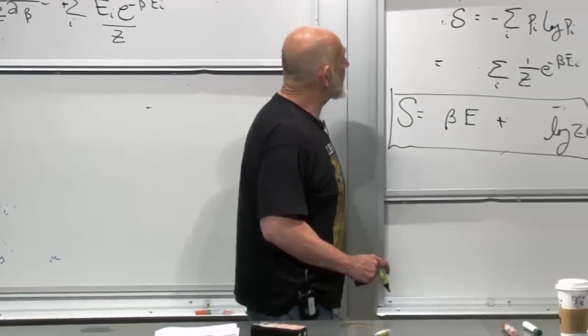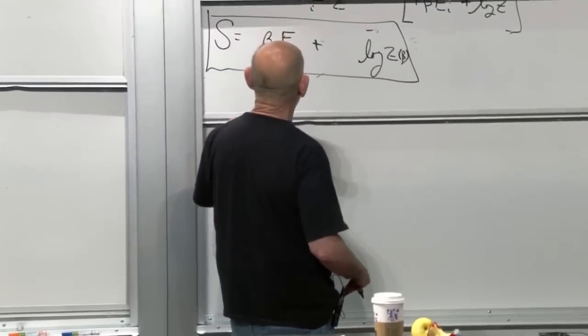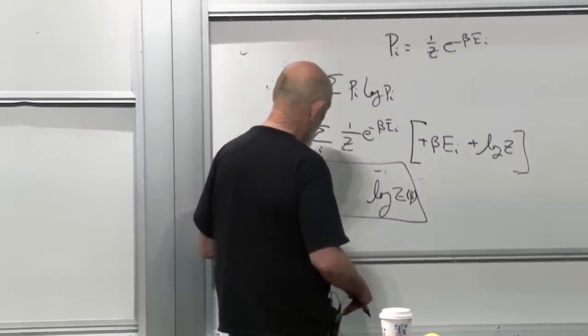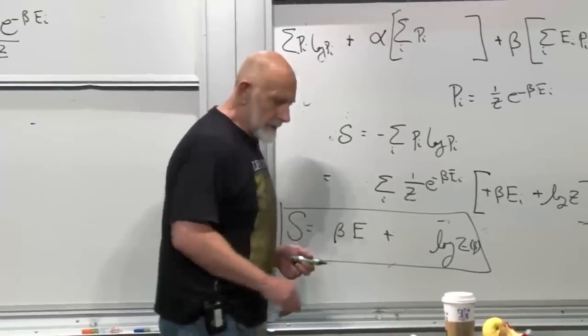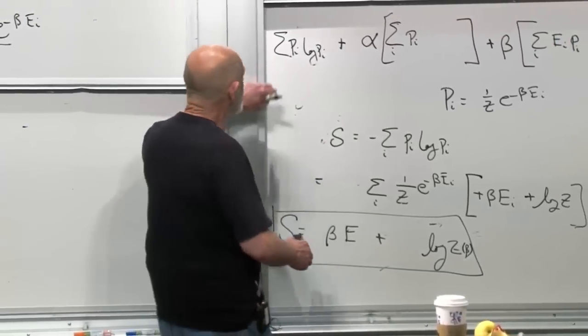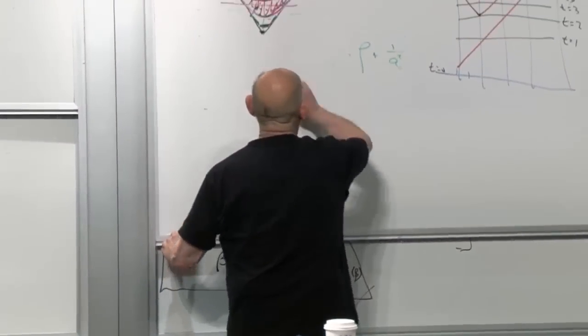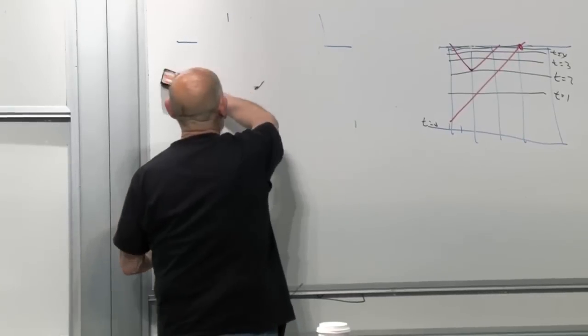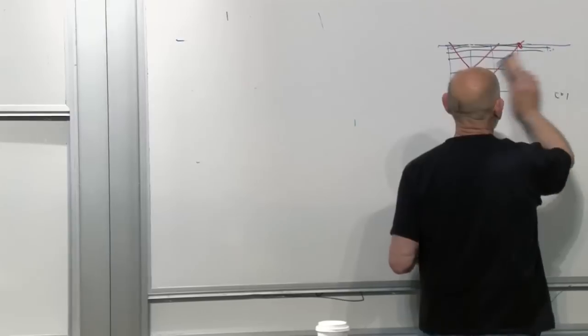So let's go to the next step, which is calculating the temperature. Should there be a minus sign in front of that S? I don't think so. No. Cancel. No minus sign. Okay. Let's go on to autopilot again and see if we can find out something about the temperature.